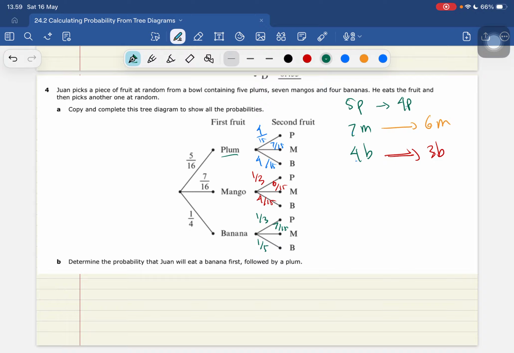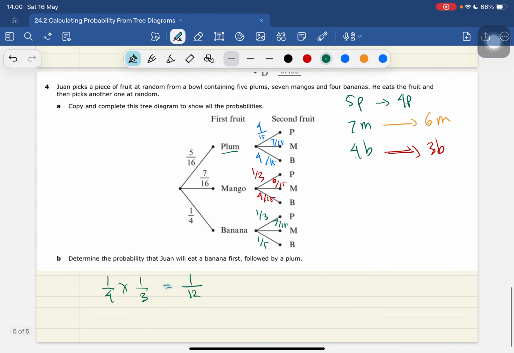Determine the probability that Juan will eat a banana first. So 1/4, then followed by the plum, 1/3. So we can multiply, and the probability is 1/12. There it is. Thank you.